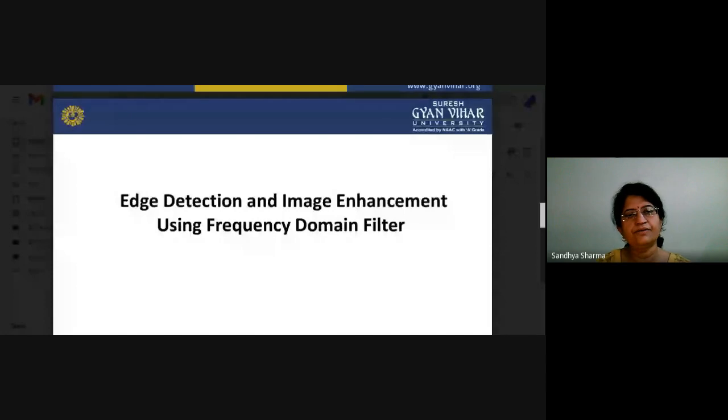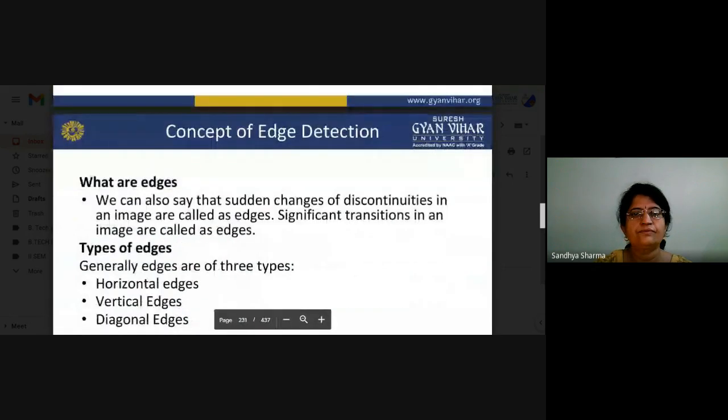Good morning, students. Today in this lecture, we will discuss edge detection and image enhancement using frequency domain filters. So first of all, we will talk about the edge detection techniques. So, the basic concept of edge detection. What is the basic concept?